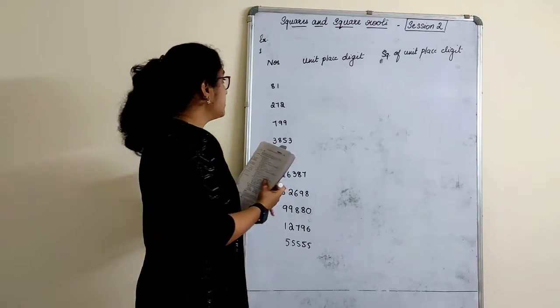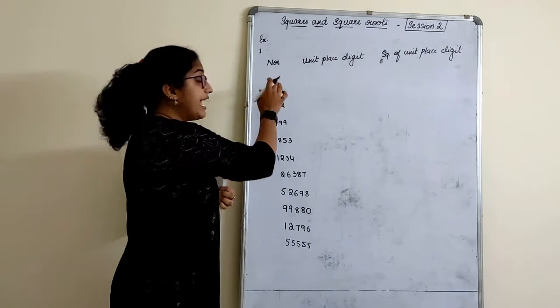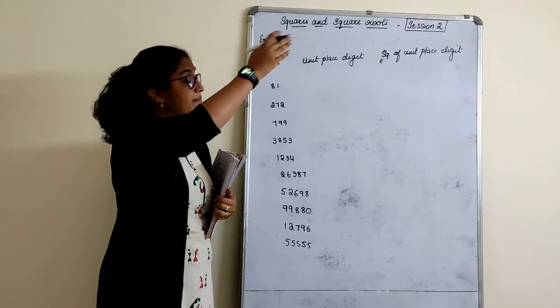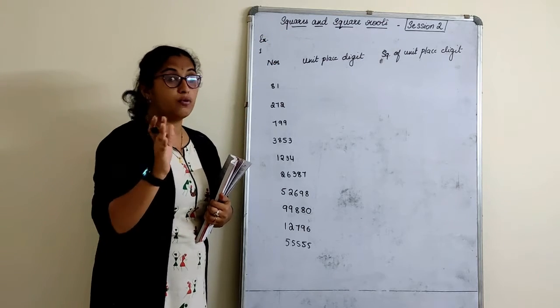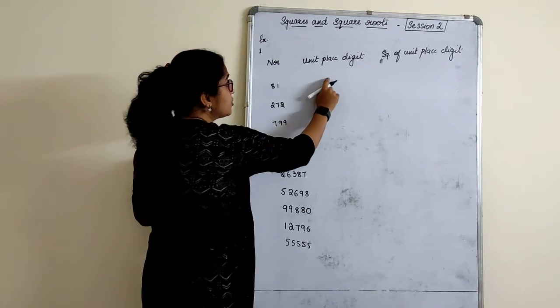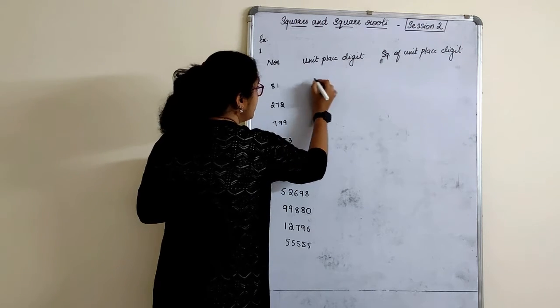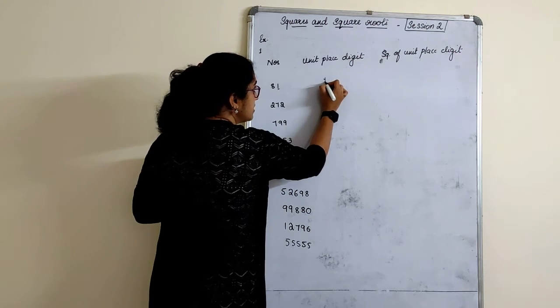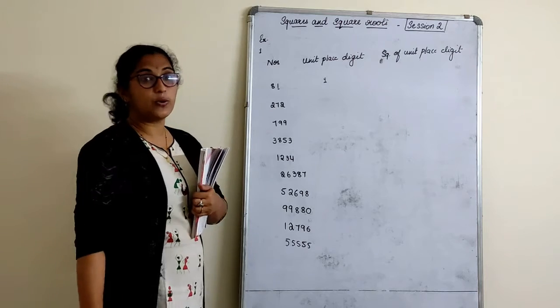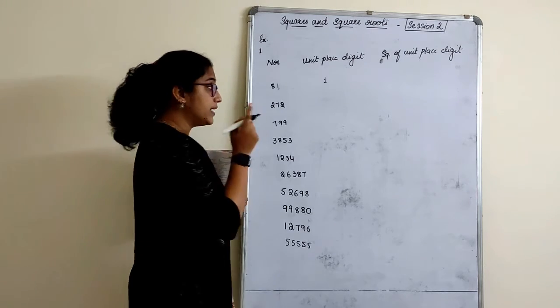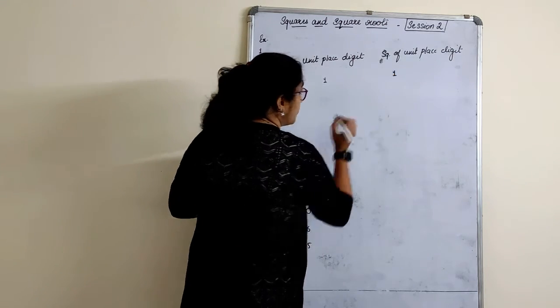Now what they are saying here is, when I square 81, what will be my unit place digit? I don't want the whole answer. So let us first write what is the unit place of 81. The unit place of this is 1. So what will be the square of the unit place? 1 square is 1. So the answer is 1.